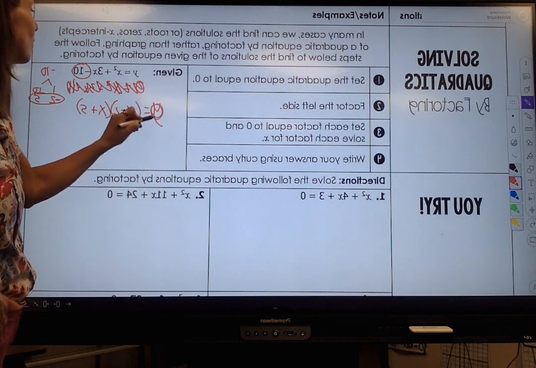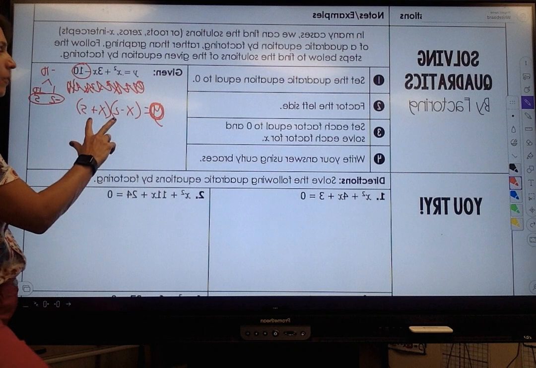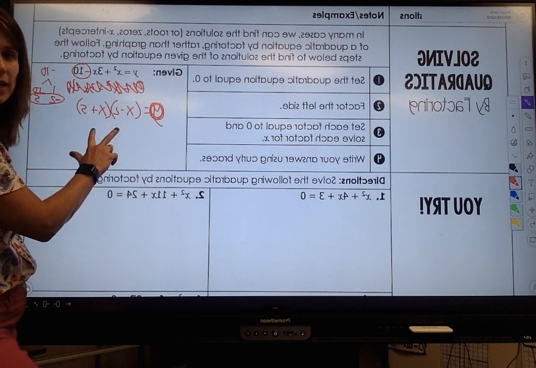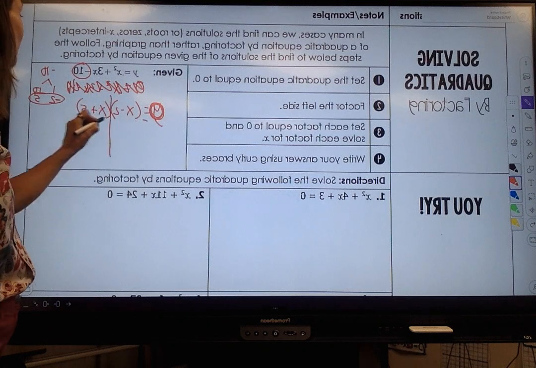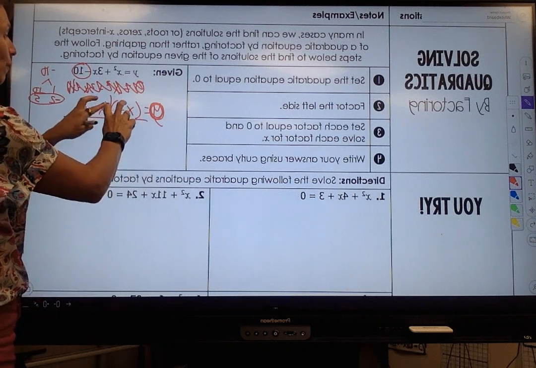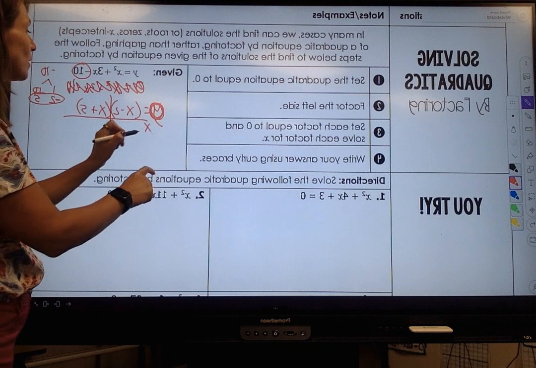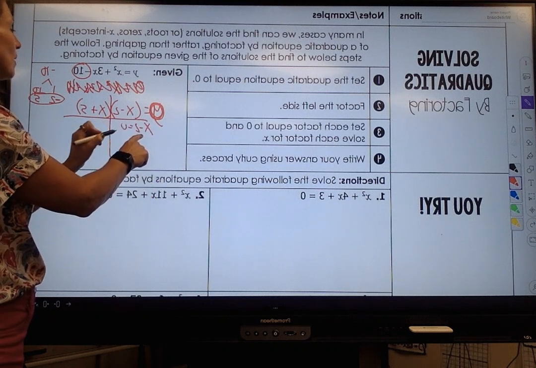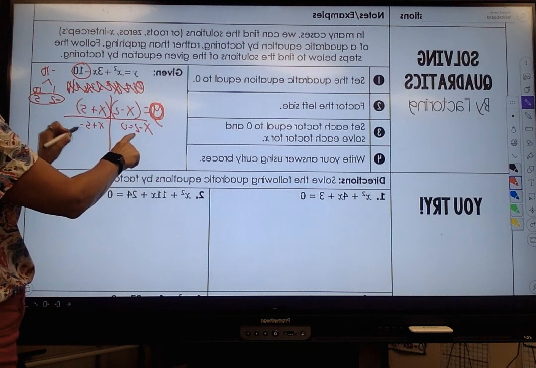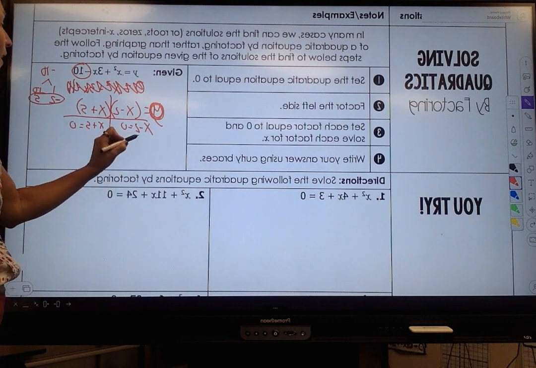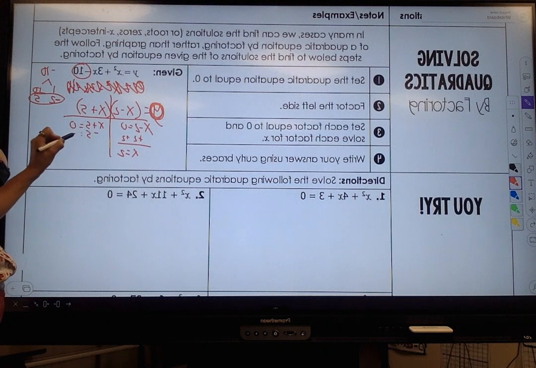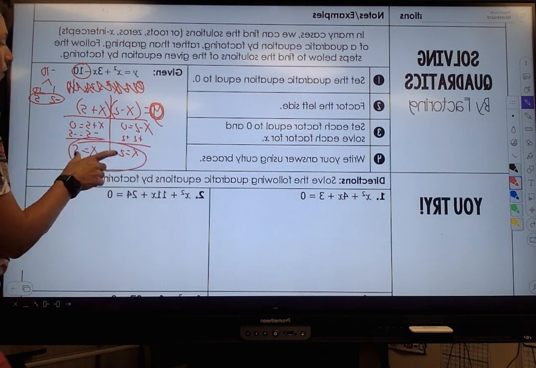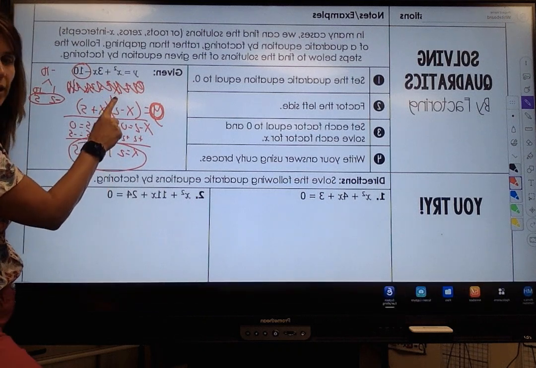Actually, we set it equal to 0, so that's now a 0. So now we have x minus 2 and x plus 5. Now all we have to do is set these two factors equal to 0. I'm going to set x minus 2 equal to 0, and I'm going to set x plus 5 equal to 0, and I'm going to solve. I add 2 to both sides, get x equals 2. I subtract 5 from both sides, I get x equals -5. These are the solutions to this quadratic equation.